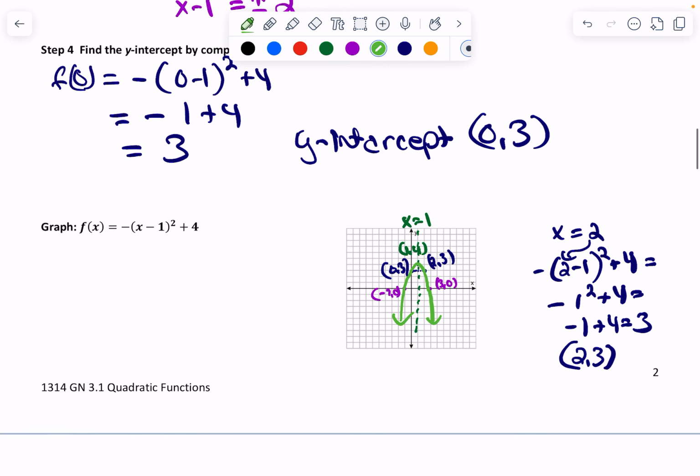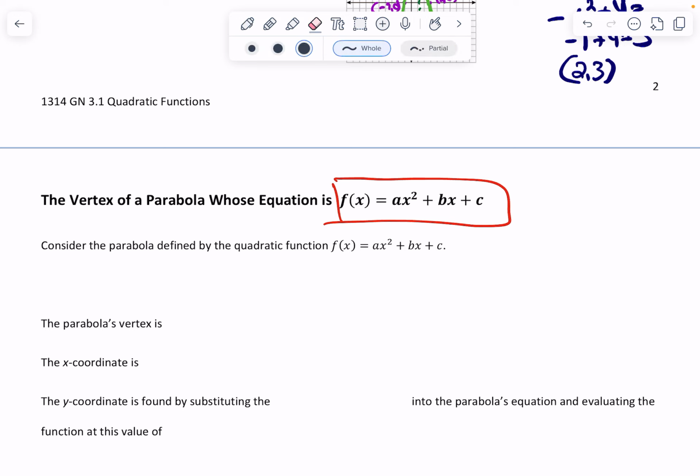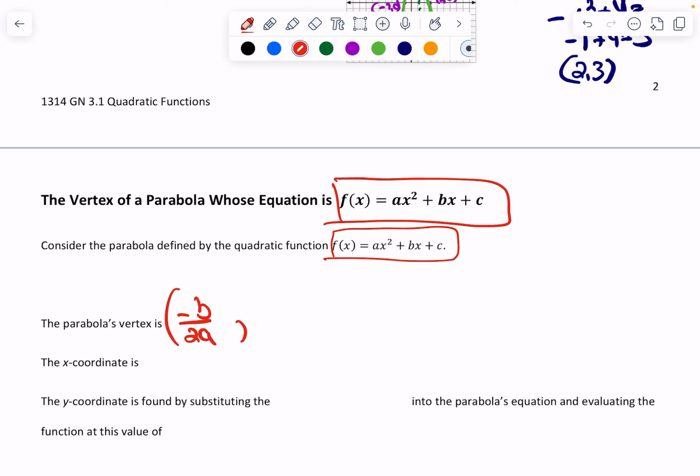Okay, now we're going to go ahead and look at an equation that looks like this. f of x equals ax squared plus bx plus c. And this one here is the standard form that we're looking at. So if we have the parabola defined by the quadratic function f of x equals ax squared plus bx plus c, the vertex is going to be negative b divided by 2a, that's the x coordinate. And then once we have that x coordinate, we can plug that in to find the y coordinate. And again, we're going to look at an example of how to do it.